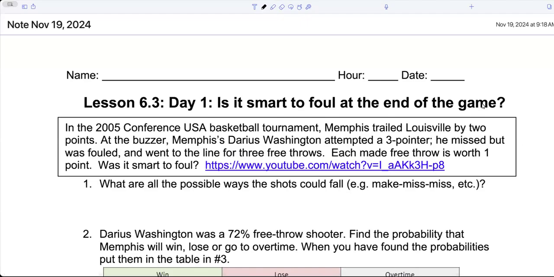Here we go. We're going to do a little introduction to binomial distributions today. So we're going to work through some of this and then we'll really get into it tomorrow.